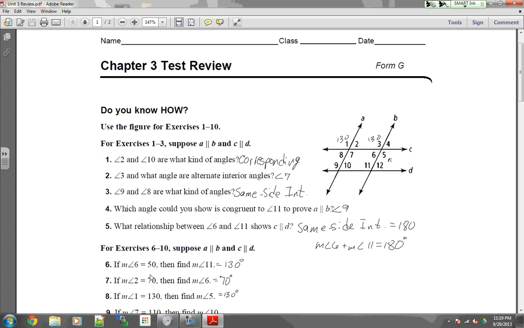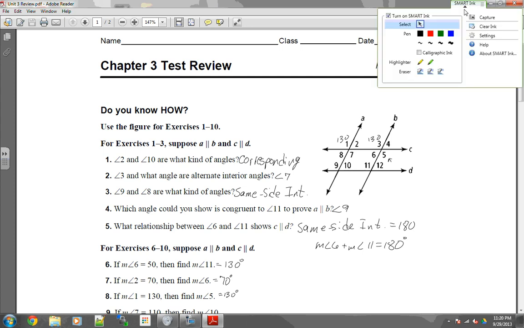Let me clear some of this ink out of here. Clear ink, scroll down. Oh, don't want to go too far. All right, where were we at?